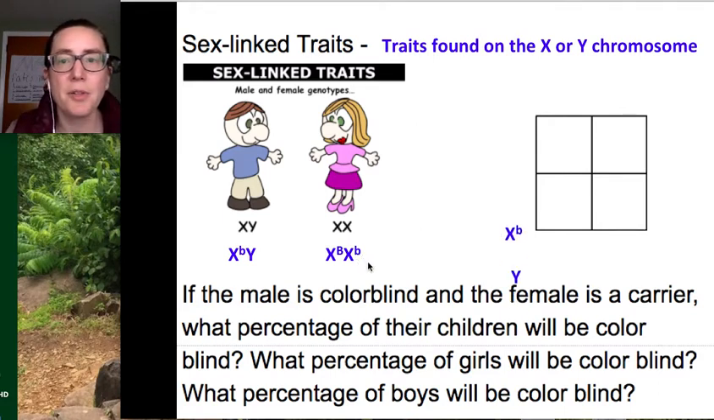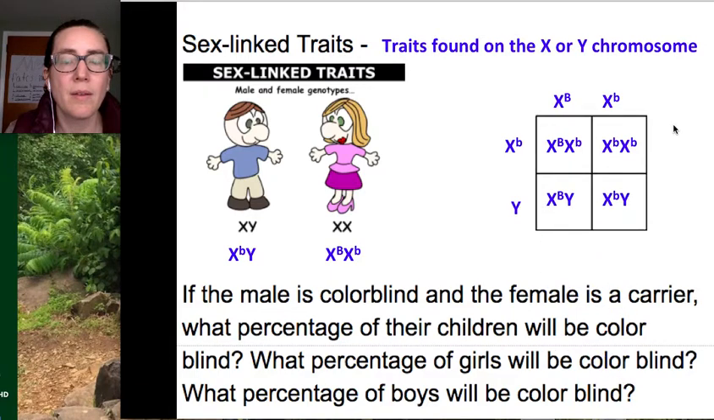Okay, so I'm going to put them on the chart. I'm going to put the male here, again separating his X and Y chromosome, and the female at the top. Then I'm going to fill in the Punnett square. And now I'm going to go back and answer the question. There are 3 total here. We're going to start with the first one.